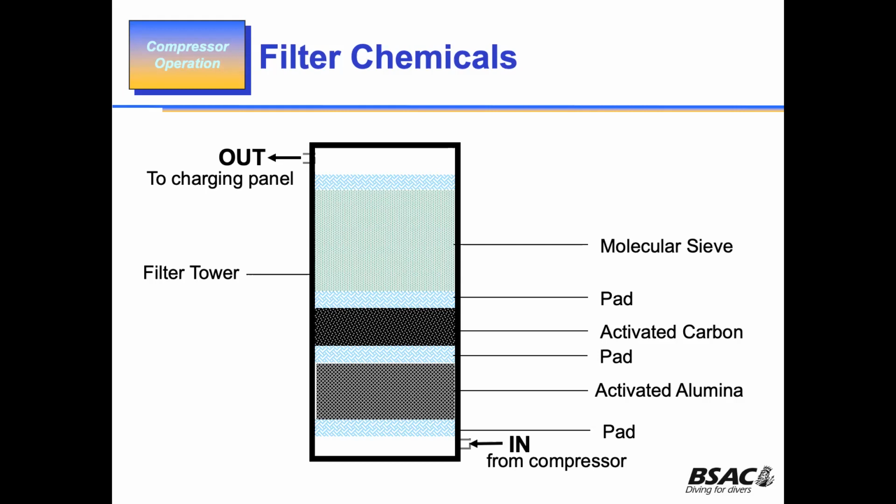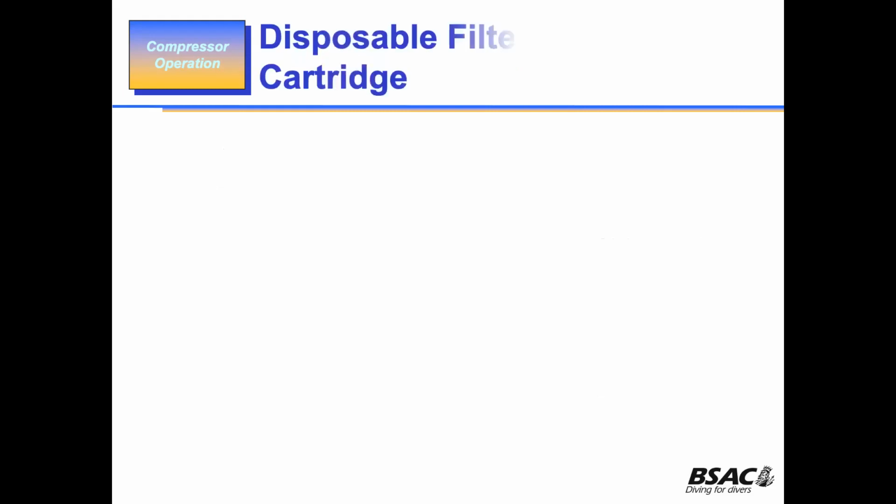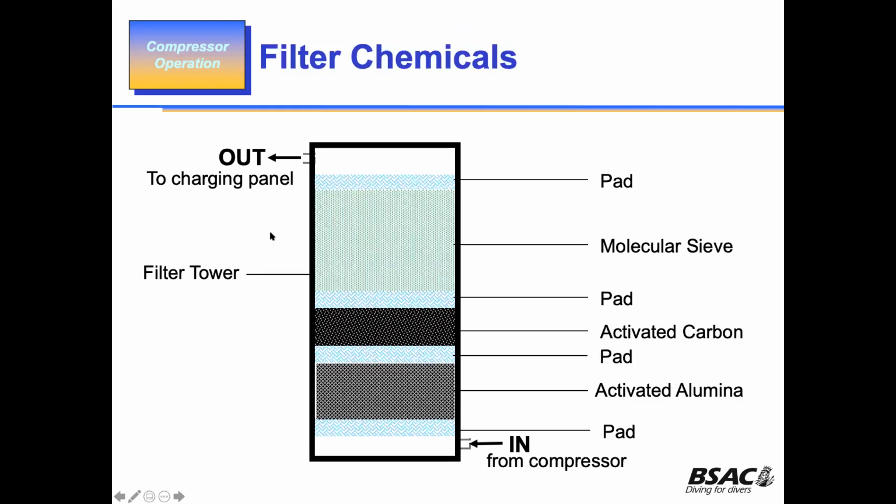As you said, one of the main things we don't want in our air is water. We don't want water vapor at all. So we put it through two sets of chemicals that will remove the moisture from the air. Then it goes out through another pad, and through that pad it goes out to the charging panel.